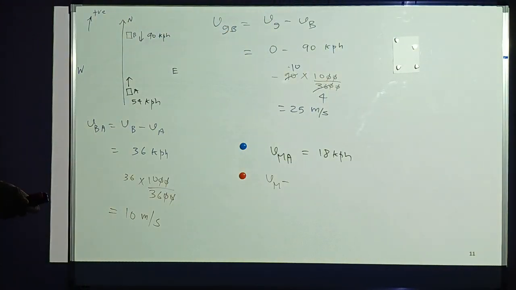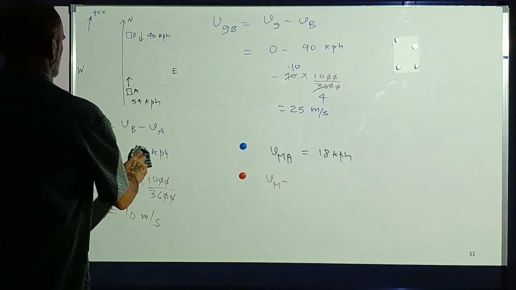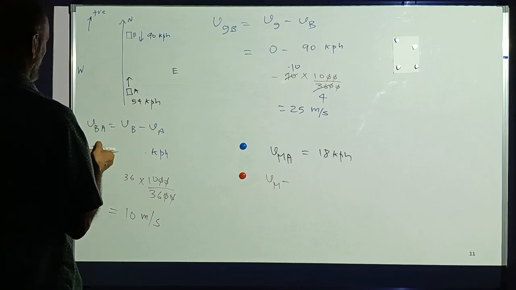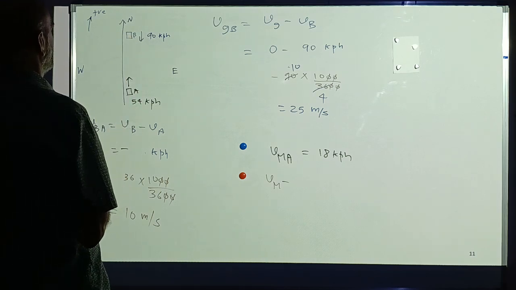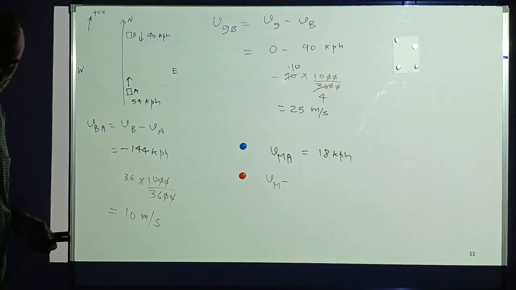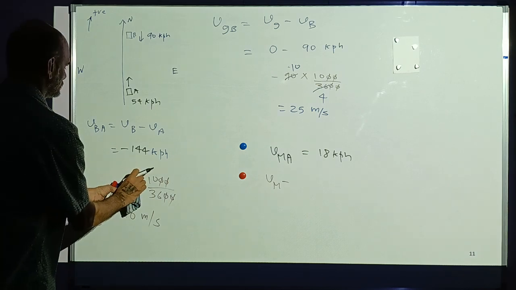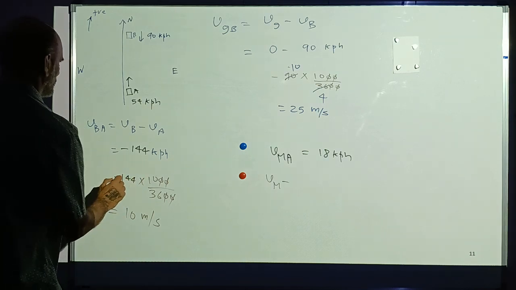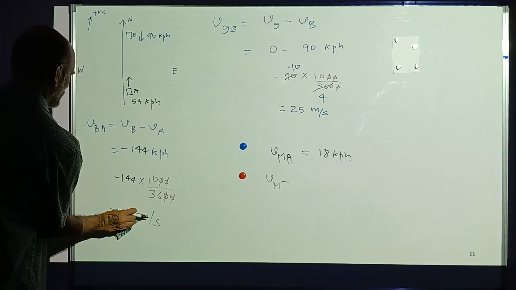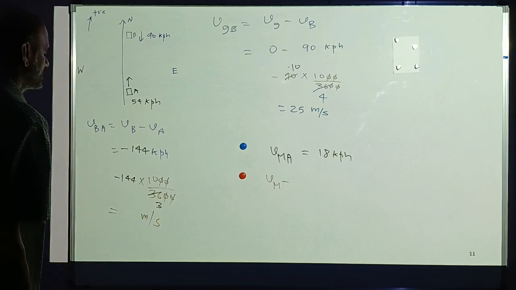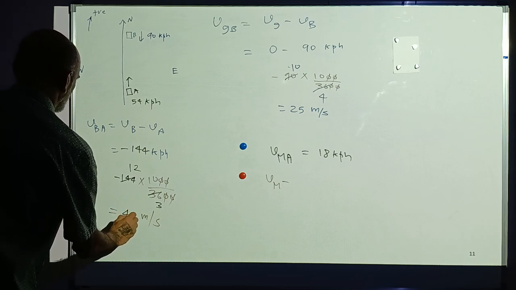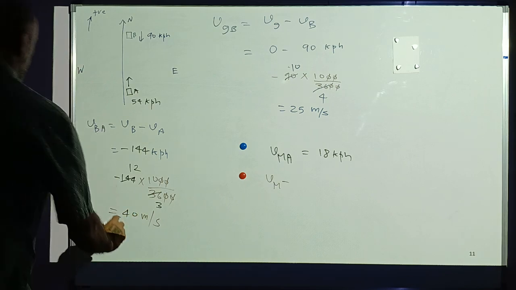So the velocity of B with respect to A is minus 90 minus 54. These two will add up with a minus sign. So 144. So 144 divided by 3.6 is 40 meters per second with a minus sign. So minus means towards south.